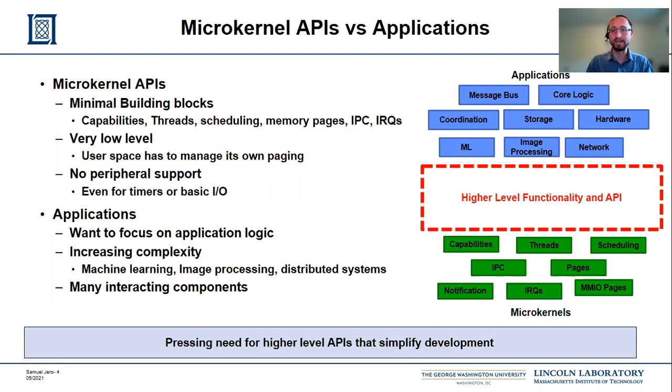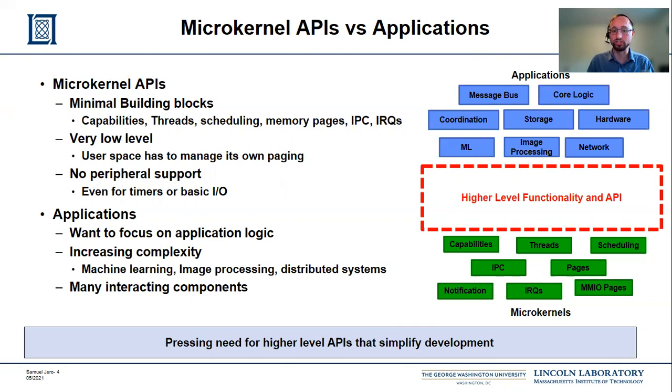So microkernels tend to provide APIs with really minimal building blocks for systems and very low level details. So these APIs focus on things like threads, scheduling, memory management, paging, IPC, and interrupts, and operate at very low levels where really even paging is left up to user space. Additionally, there's not even minimal peripheral support for basic things like timers or simple I/O. Device drivers are left up to applications, which makes a lot of sense because a device driver is really just another user space process from the microkernel's perspective.